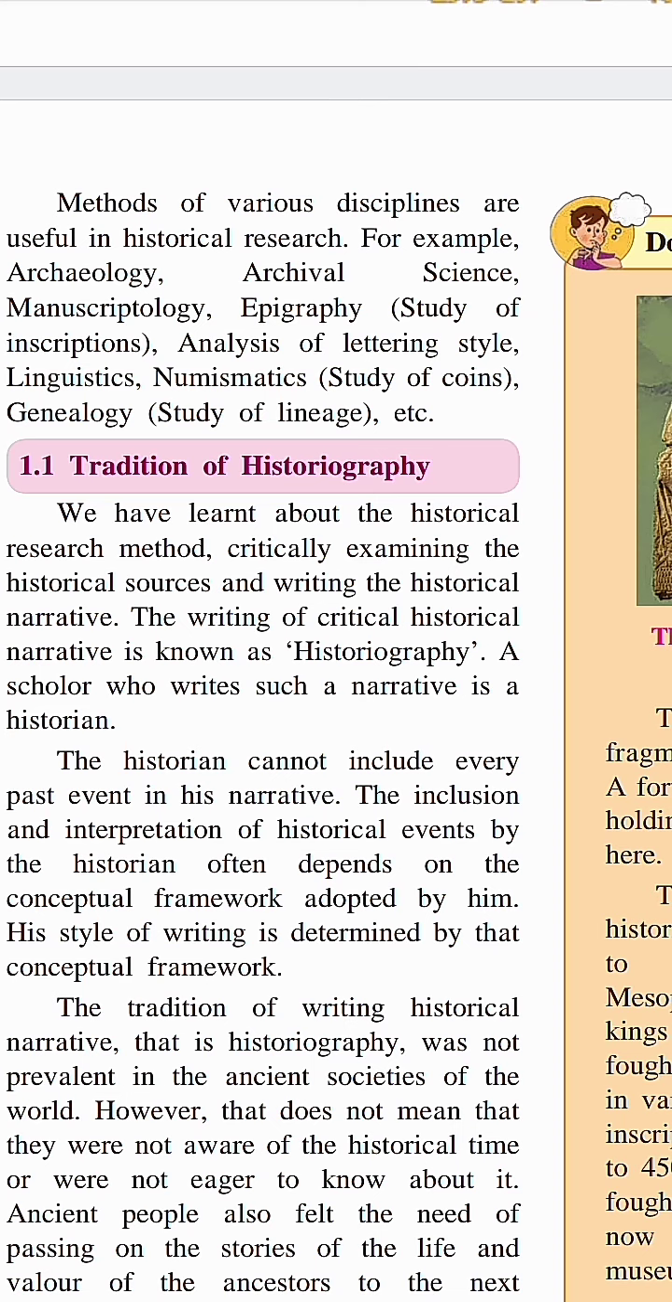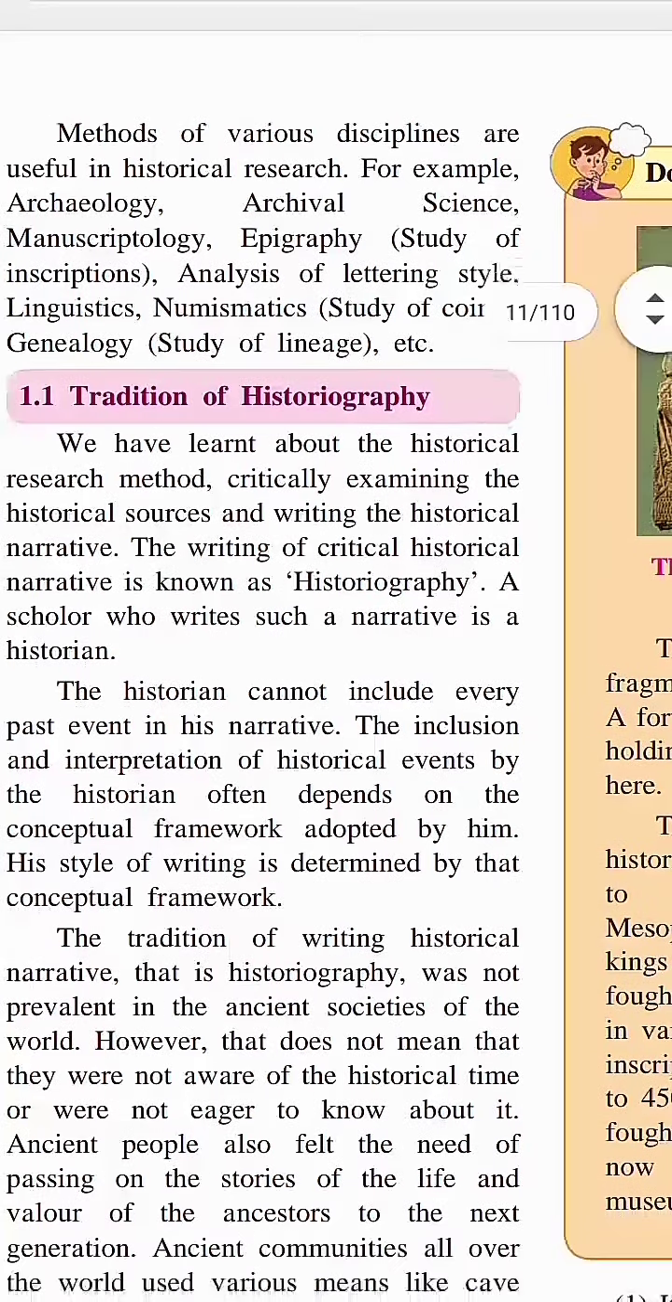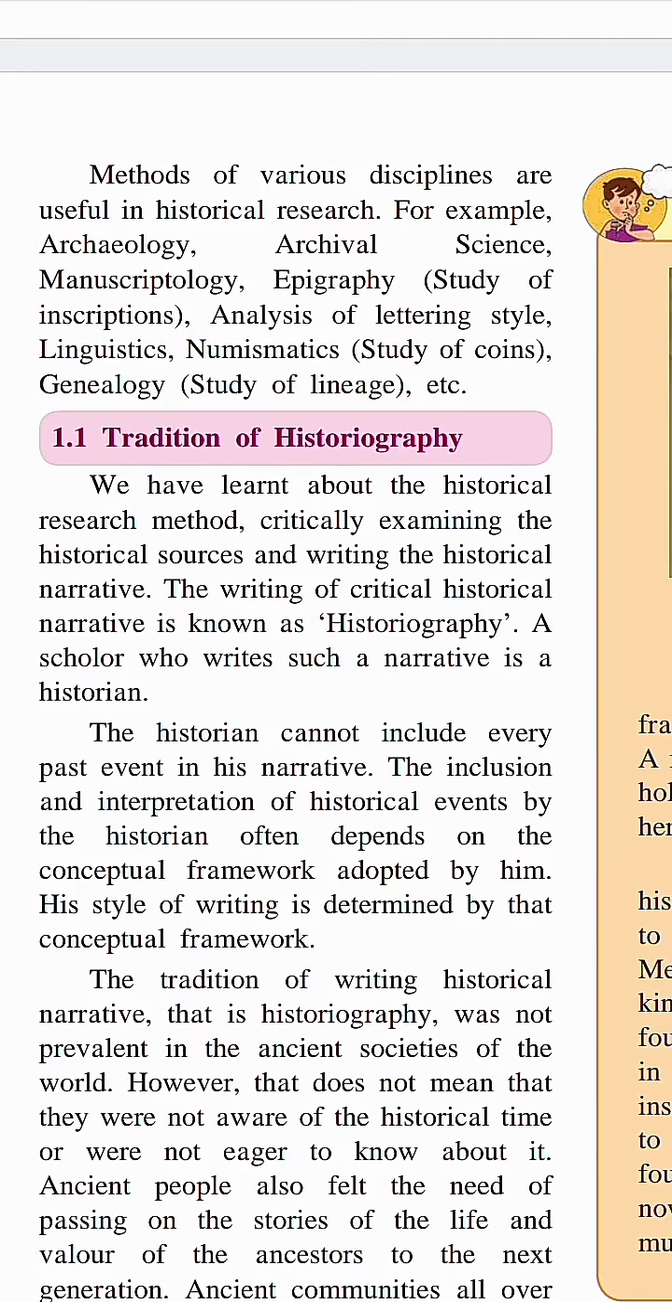Now, when we learn about historical research method, we have seen that a historian is critically examining the historical sources and the historical narrative. It's very simple. They have to critically examine it. And then, after critically examining the historical research, we write the narrative. So, in short, we say the writing of critical historical narrative is known as historiography, and a scholar who writes such narratives is called a historian.